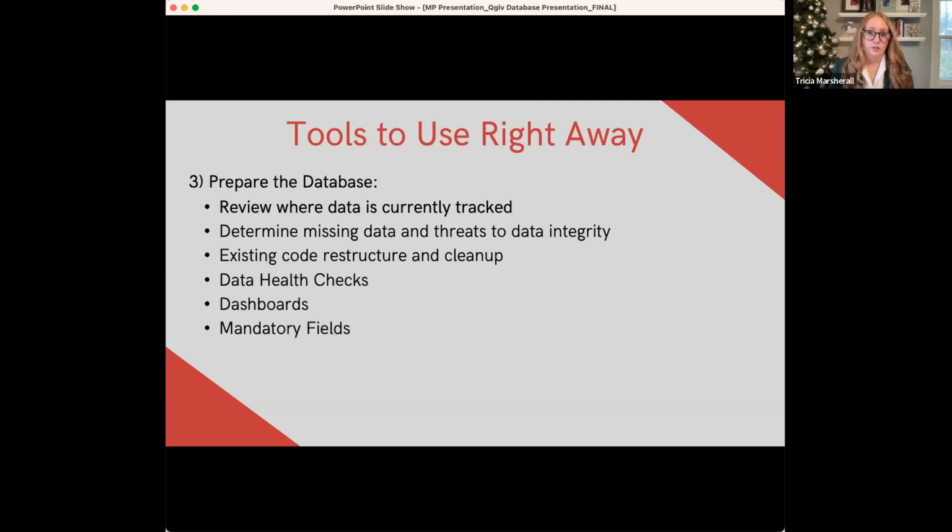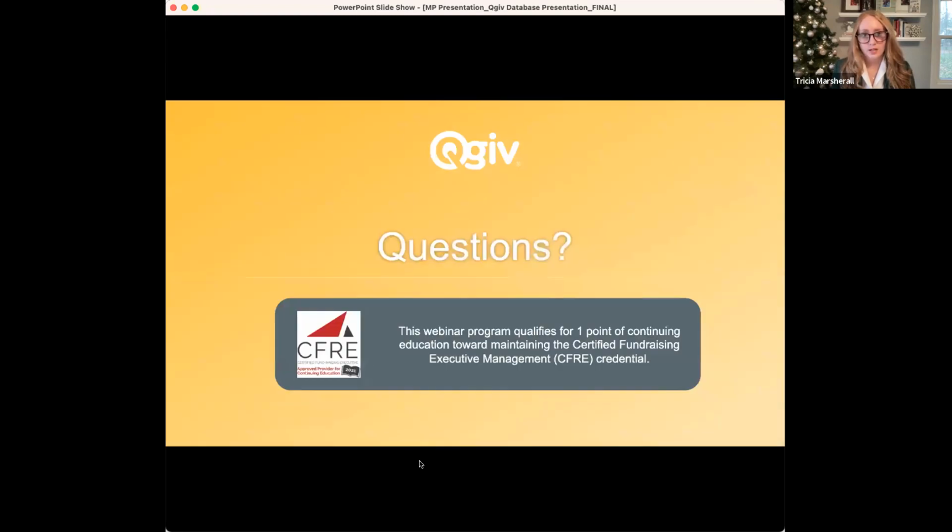Have you established what those data health checks should be, what you should be reviewing, and who's responsible for reviewing that information? And if you identify any information that needs to be updated, who should be updating that? Your dashboards: identifying what you'd like to be able to track and setting that up, and of course those mandatory fields. So those are a couple of the key takeaways.